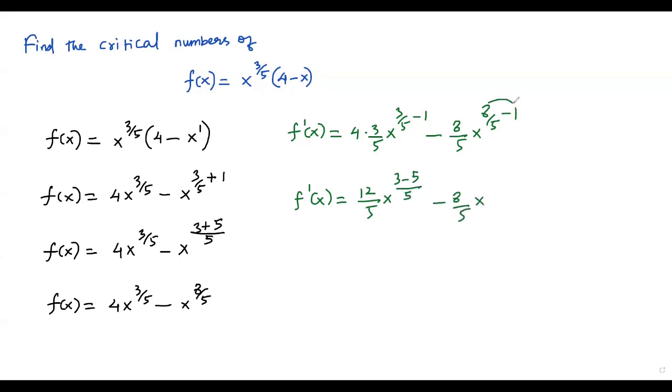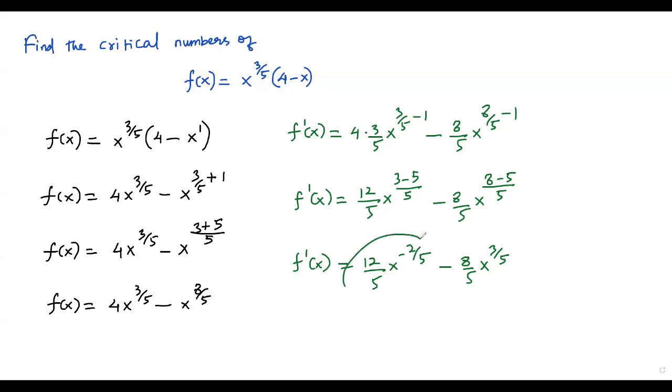The same, I have to simplify this one. For that, I have to multiply this integer 1 by the denominator of the fraction. So 8 minus 5 over 5. So f prime of x equals 12 over 5 times x to the power of negative 2 over 5. When I simplify 3 minus 5, it becomes negative 2. Then minus 8 over 5 times x to the power of; when I simplify this one, I'm getting 3 over 5.